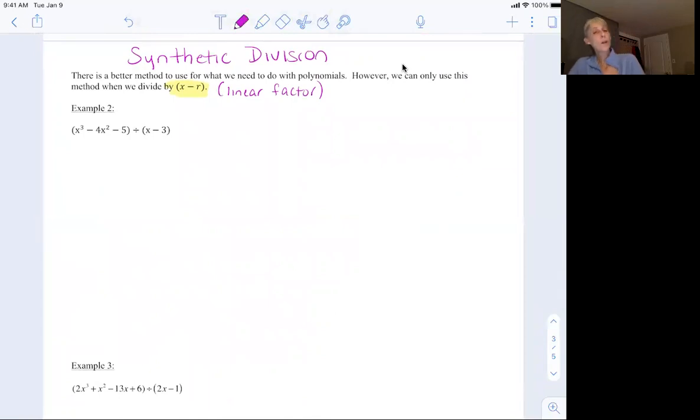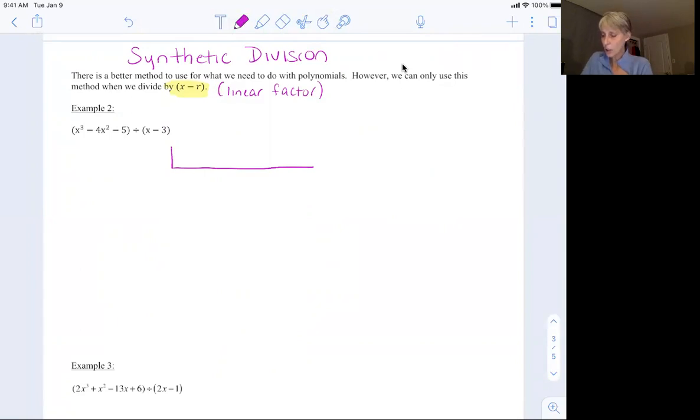X cubed minus 4x squared minus 5 divided by x minus 3. So this first step of synthetic division, and because we're doing sort of a cheating thing, I do my division bar like this. I'm going to write the coefficients of each term without the x's in this bar.